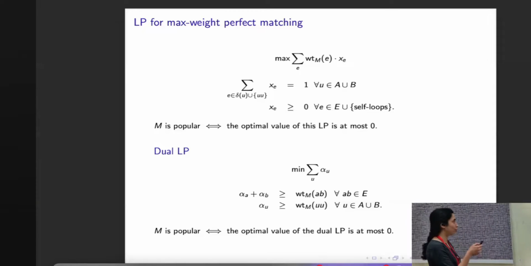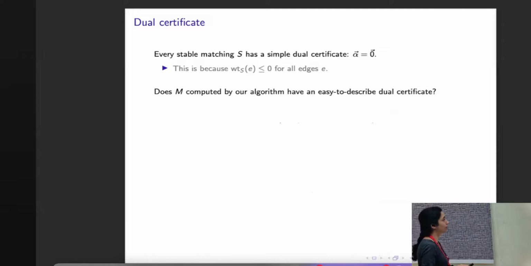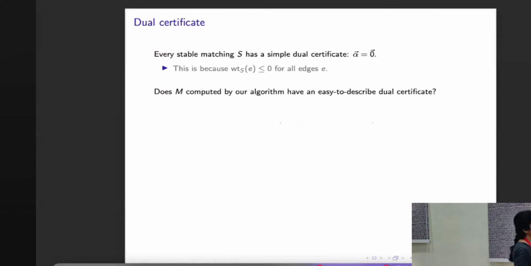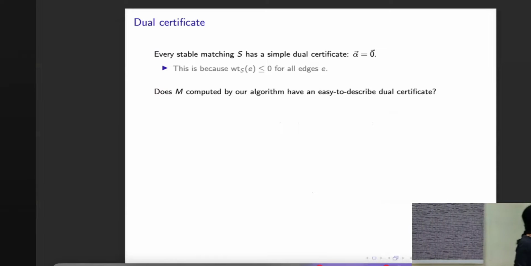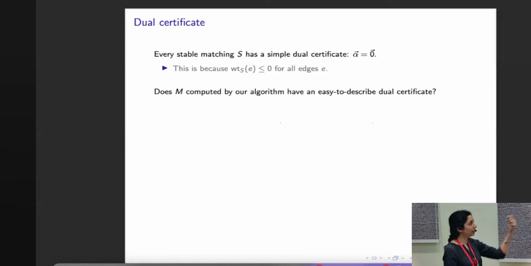But our problem was really to prove that the matching output by our algorithm, the red blue graph, is popular. Does that matching admit an easy to describe dual certificate? Because that may have blocking edges. In fact, the perfect matching in our toy example had a blocking edge. The middle edge was blocking that matching. So, we can't say take alpha u to be 0 for every u. That's certainly not dual feasible.